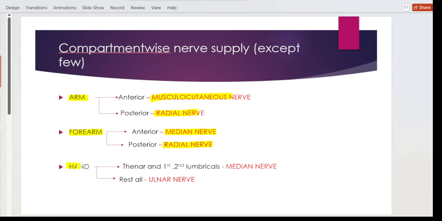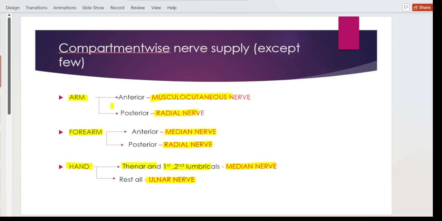Now, hand. Hand is the region that is distal to the wrist joint. Okay, it has many groups of muscles, but here the thenar and first and second lumbricals are supplied by the median nerve. Okay, and rest all the muscles are supplied by the ulnar nerve. We will keep it in mind.